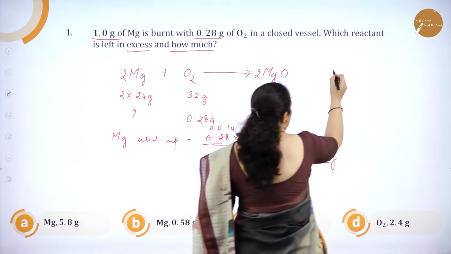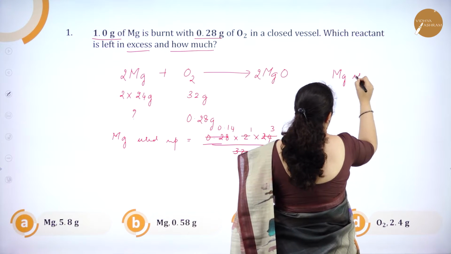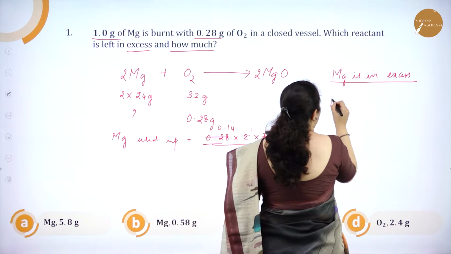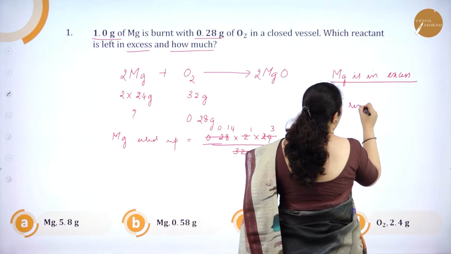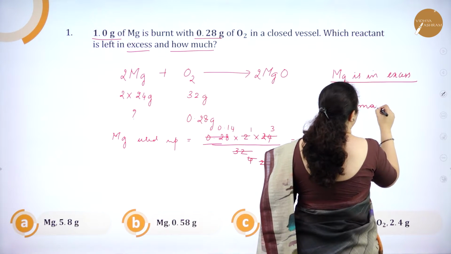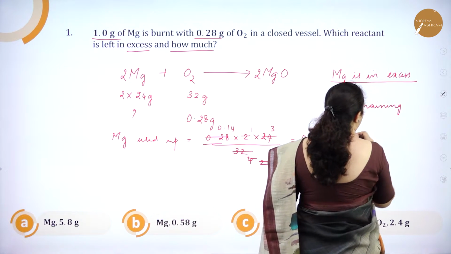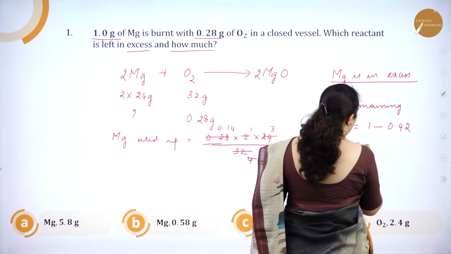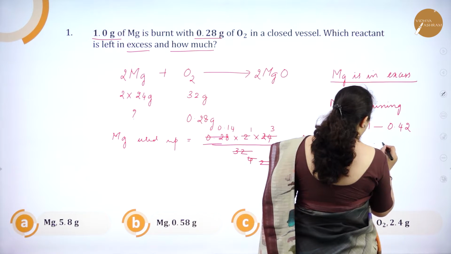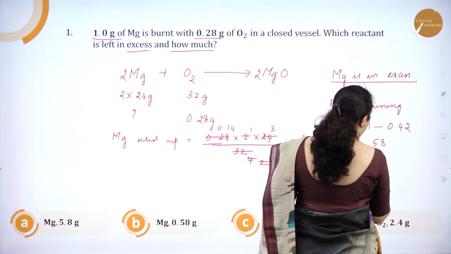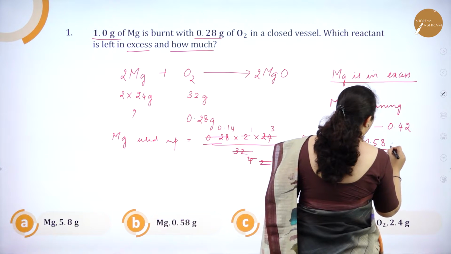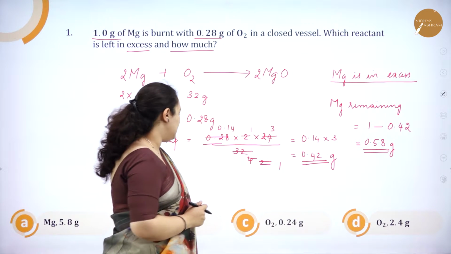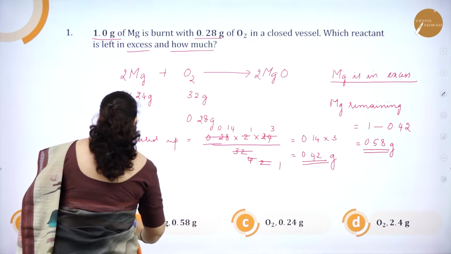So magnesium is in excess and magnesium remaining unreacted is equal to, out of 1 gram 0.42 grams is used up. So we have 0.58 grams which is left in excess. So the answer is option B.